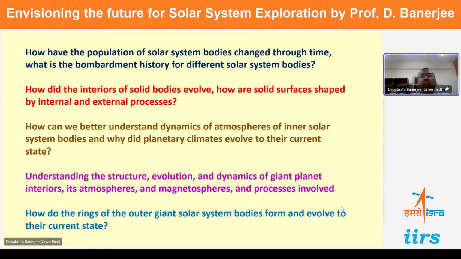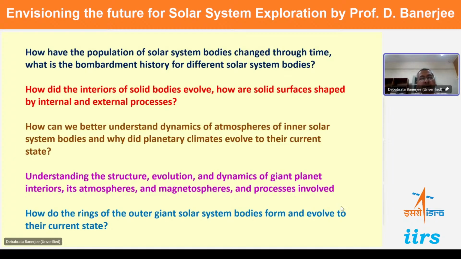So how did the interiors of solid bodies evolve? How are solid surfaces shaped by internal and external processes? How can we better understand the dynamics of atmospheres of inner solar system bodies? And why did planetary climates, for example, Mars or Venus, evolve to their current state? Does Earth share a similar climatic picture for the future to that of either of these objects? We do not know.